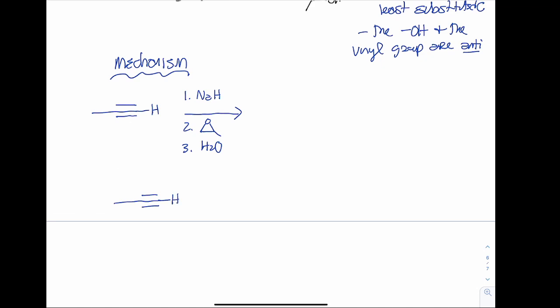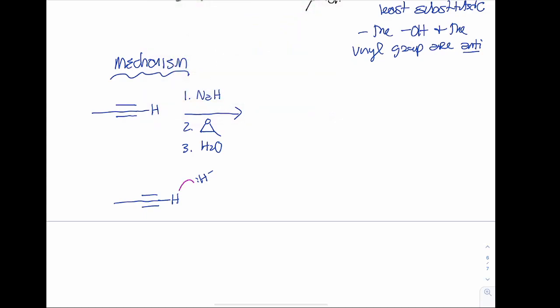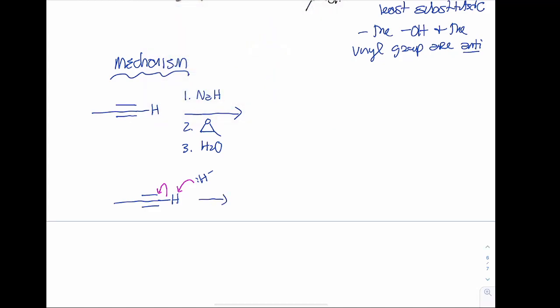I have Na plus and H minus. It's the H minus, that's the base, right? My hydride ion. So it's going to grab onto the proton, and then the electrons between that proton and my carbon go onto carbon. Please don't forget that arrow. And then that gives me this anion. I'm going to throw my epoxide in here. We are going to attack the least hindered carbon, so that's going to be this one.